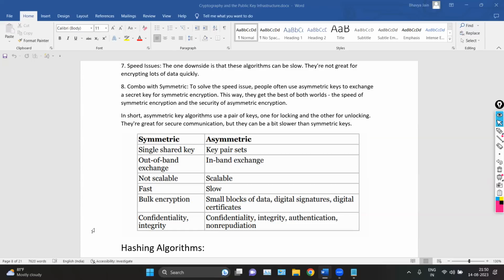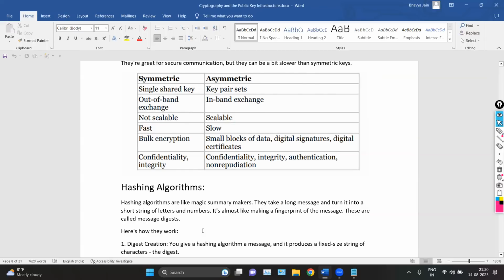So in short, an asymmetric key algorithm uses a pair of keys, one for locking and the other for unlocking. Now this is the difference between symmetric and asymmetric. First, a single shared key, which is the same key for encryption and decryption, and then a key pair, one for encryption and another for decryption. Public key for encryption and private key for decryption. Out of band exchange: you have to share using some other method, because the method you usually use for transmission can be dangerous, so you can use any other method for exchanging.